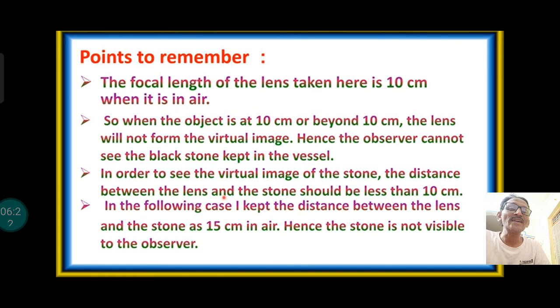If the lens is held at a distance of 15 cm in air, the stone is not visible to the observer. So the stone should be within the focus of the lens, and a virtual, erect, magnified image is formed. These are the points to remember. Those who want to write notes can note down these points.